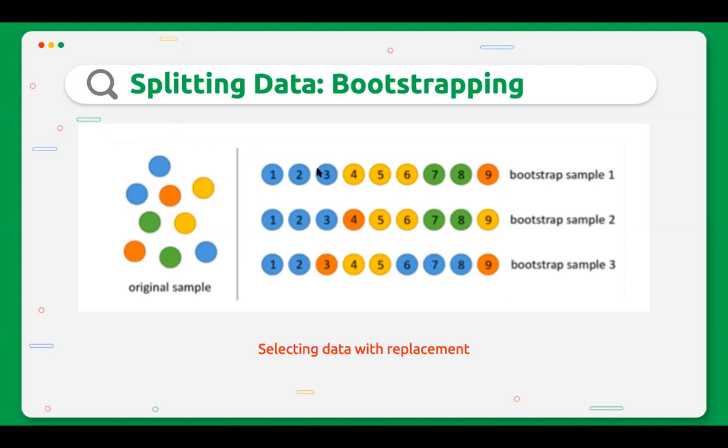So let's say we have our random forest model with 3 decision trees. Bootstrap sample 1 would be the data that's fed into decision tree 1. Bootstrap sample 2 would be the data that's fed into decision tree 2, and so forth. If we fed the decision trees with the exact same data, it's very probable that they're going to get the same results. But we want our trees to be uncorrelated, remember?